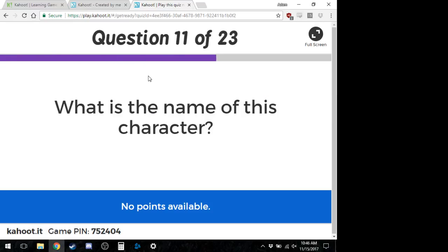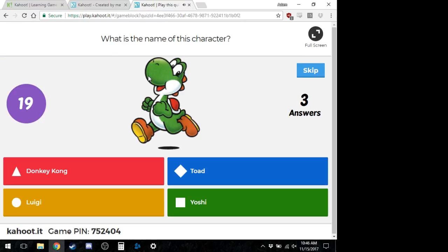Anyway, okay, what is the name of this character? Another, just for funsies. Don't give away the answer. Hold on, shh. Shh.